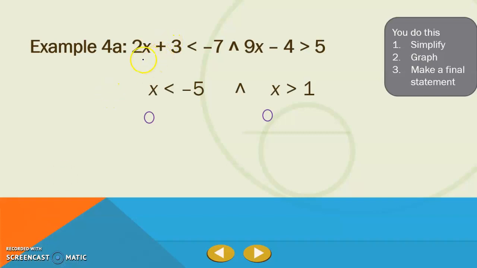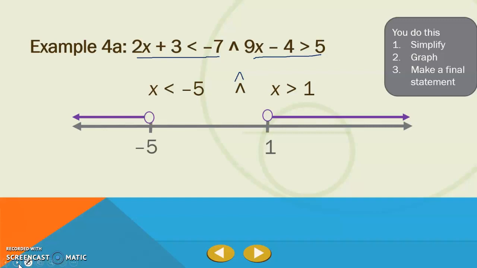When we simplify, we're solving for x here, and we're solving for x here. Here is our intersection, or and. We get x is less than -5, and x is greater than 1. When we graph those and we're looking for the intersection, we see there is no intersection. They don't cross paths at all, so there are no solutions in this compound inequality.